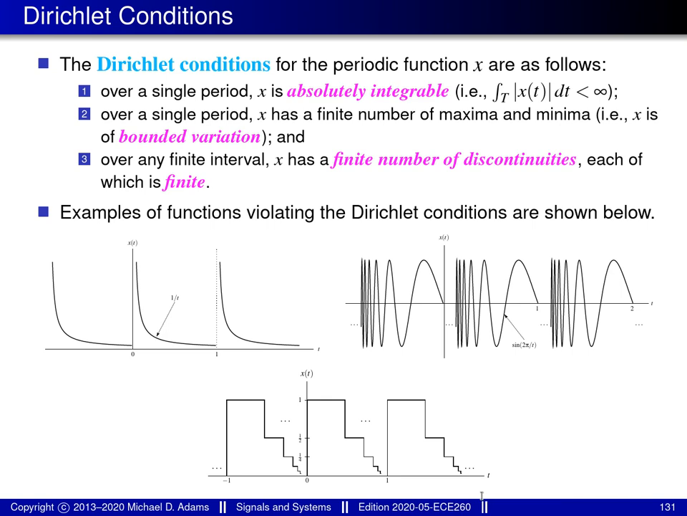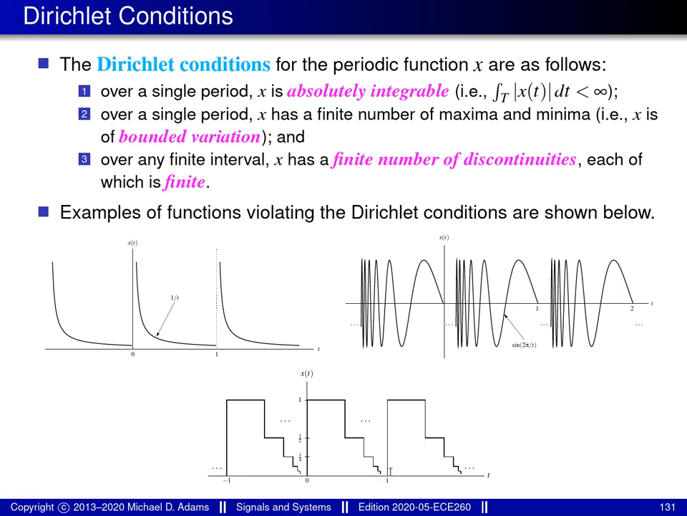And then in the third graph, the one at the bottom of the slide, this is an example of a function which violates the third Dirichlet condition. This particular function is a sequence of steps, essentially like a staircase, where each step in the staircase is half the size of the previous step. So this first step has a width of 1/2 and a height of 1/2, and then the next step has a width of 1/4 and a height of 1/4, and so on, at 1/8, 1/16, and so on.